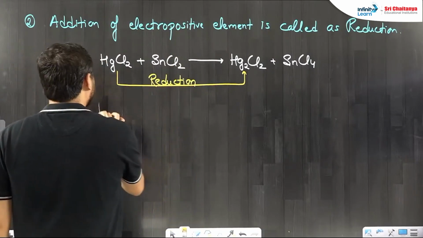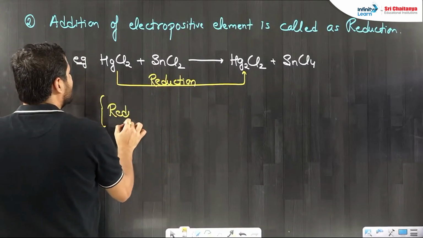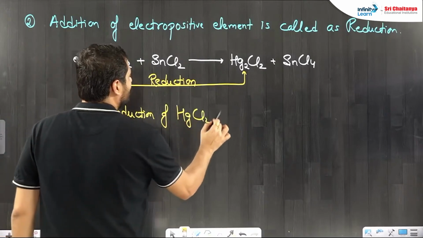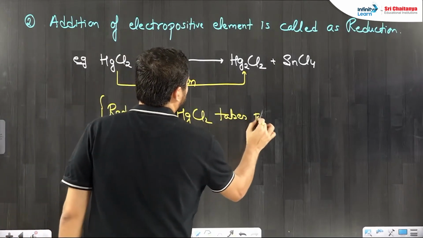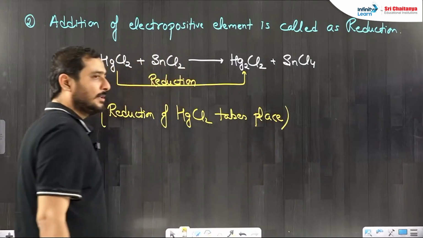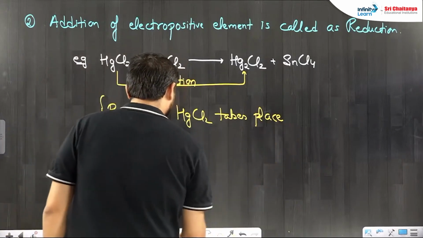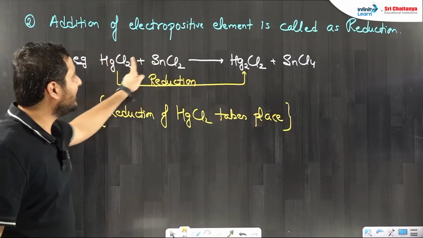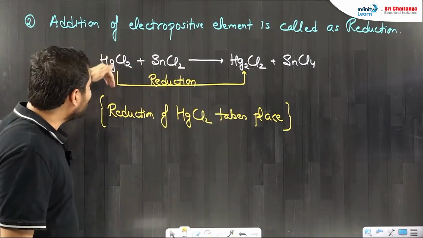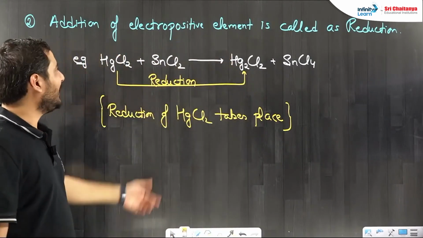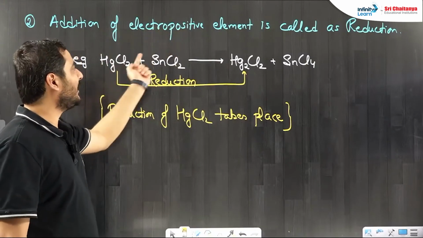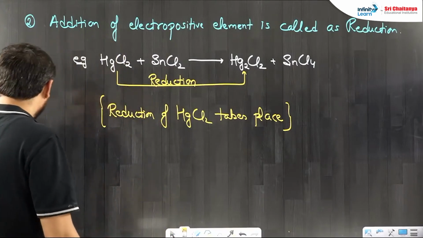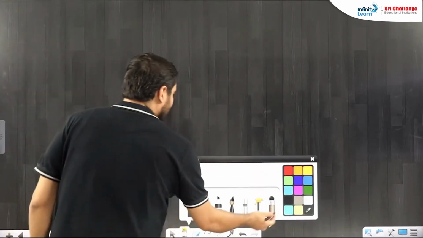So what we write here, that reduction of HgCl2 takes place. HgCl2 is called as mercuric chloride. So here reduction of mercuric chloride takes place because HgCl2 is converted to Hg2Cl2. So what we are adding here, one mercury is added, that is electropositive element, and addition of electropositive element is considered as which process? Reduction process. Okay. Now after this, what we have to write about removal.